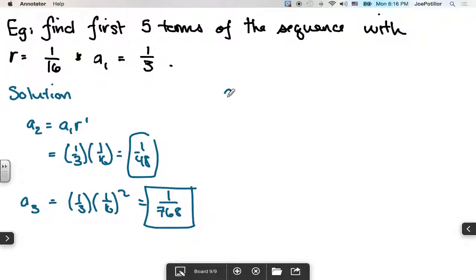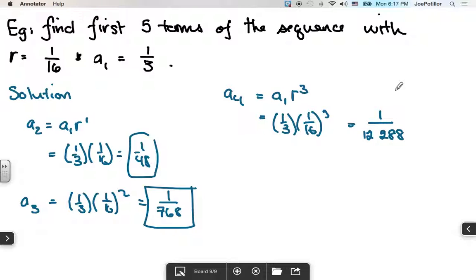And a sub 4 is going to be a sub 1 r to the third power. So 1/3 times 1 over 16 to the third power. 16 times 16 times 16, so of course that's 4096. 4096 times 3 is of course 12,288. So we get a sub 4 is equal to 1 over 12,288.